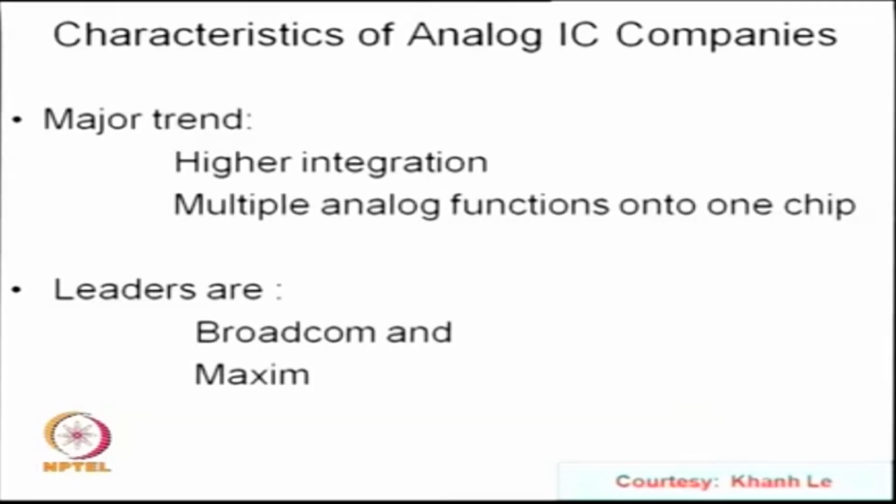So the major trend in IC companies is higher integration, multiple analog functions on a single chip, and of course the two people who have actually made hell of a money in the last 2 years. People believe that Qualcomm has made more money, but Qualcomm has different products compared to Broadcom. Right now the leaders in pure analog RF related products, Broadcom is one and maybe Maxim is just next to it. Okay.